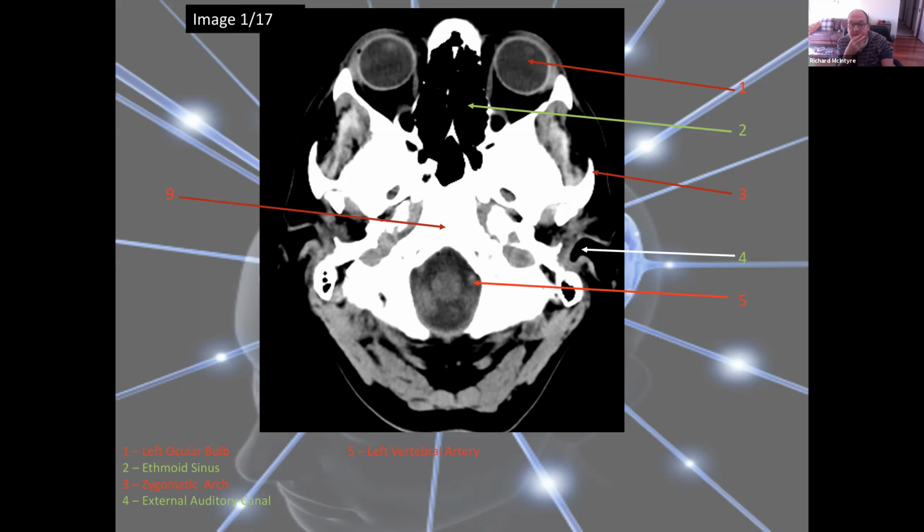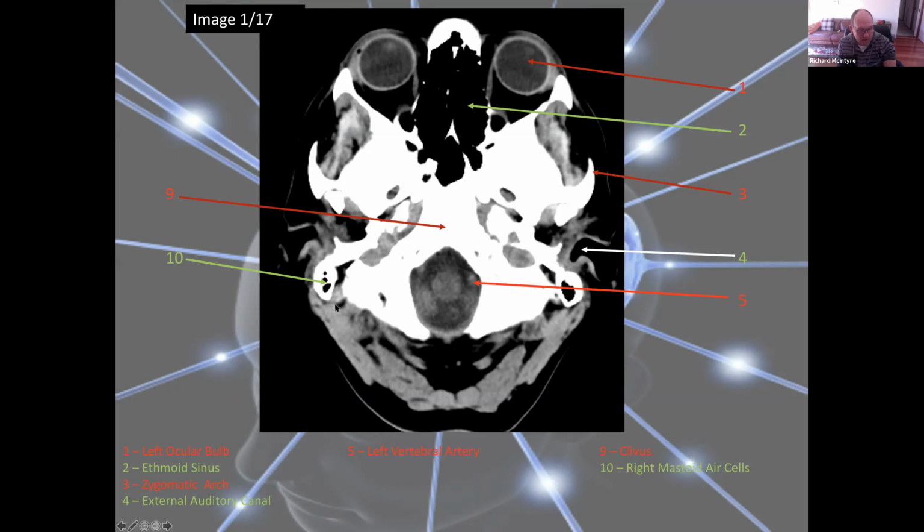Any idea? That's the clivus that I was talking about. Okay. Now we know that that's bone, and in the middle is air because it's very black, exactly the same black as out here. So we know that's the petrous temporal bones, and inside the petrous temporal bones we have mastoid air cells. Okay.